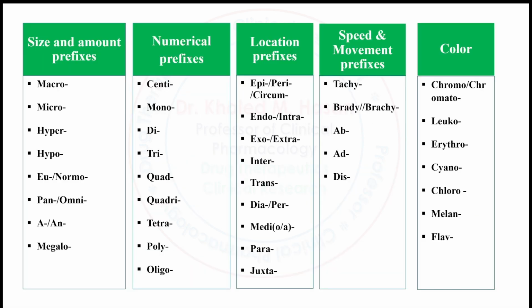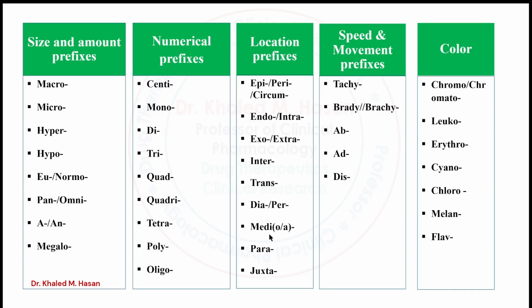As you can see in this slide, we are going to speak about prefixes regarding size and amount, numerical numbers, locations, speed and movement, and the last one will be color for today's coverage. For example, for size, we have macro, micro, hyper, hypo, and for the numerical prefixes, we have centi, mono, di, then tri, quadruple, tetra. For location, we have epi, peri, endo, intra, exo, extra, enter, trans, di, per.